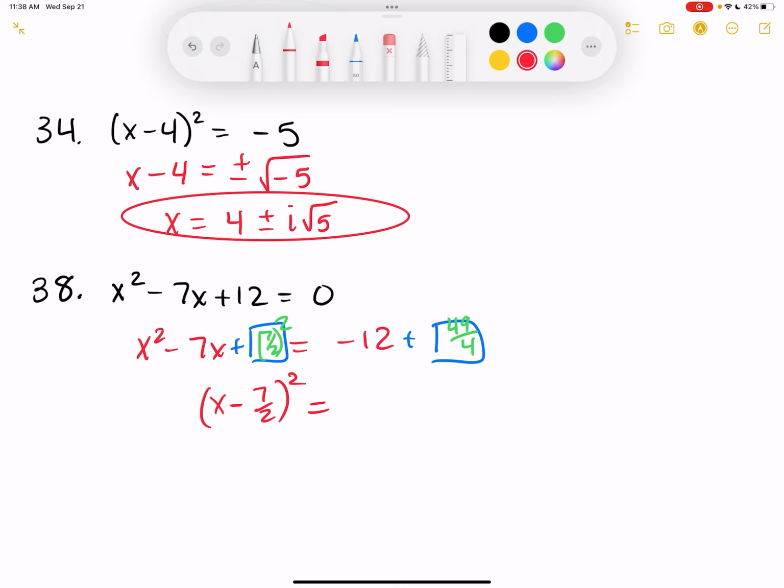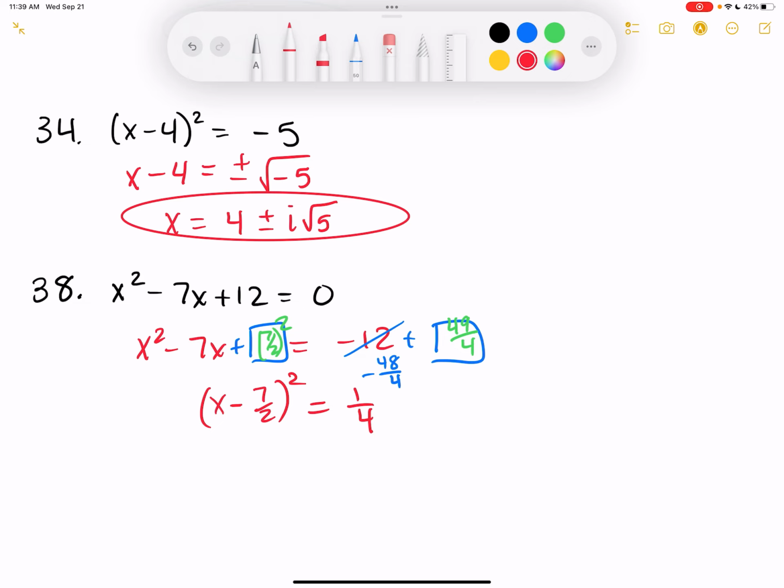-12. Do I have to make it have a common denominator? Yep. So if you need a 4 on the bottom, you need to multiply 12 by 4. So 48 over 4. Make sure you keep the negative sign with it. So it's going to be 1/4. So this is equal to 1 over 4. Now what?